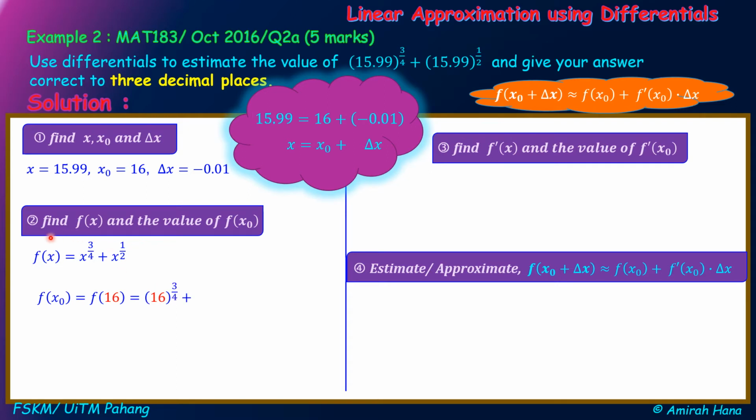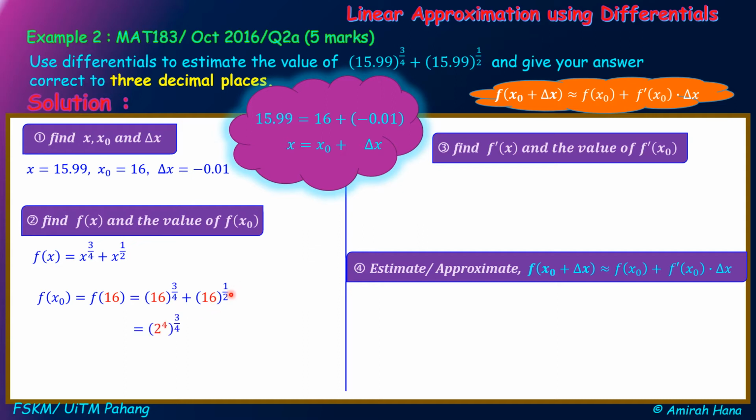And after we find f(x), we need to find the value of f(x naught). We just substitute x naught into x here. From step 1, our x naught equals 16, so we replace 16 here. So we have 16 to the power of 3 over 4, plus 16 to the power of half.